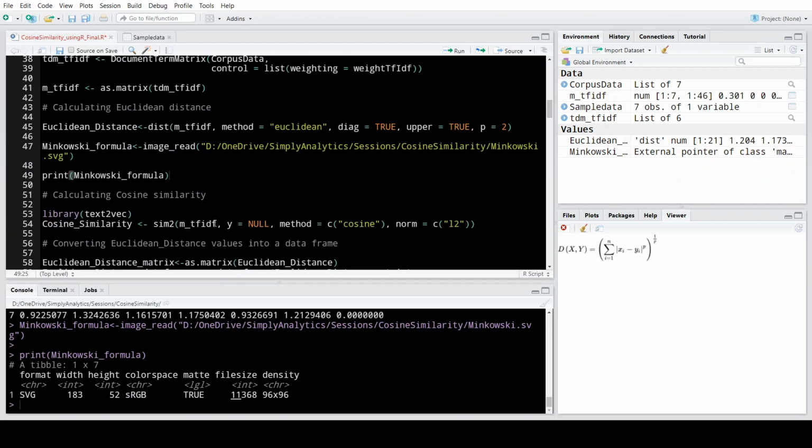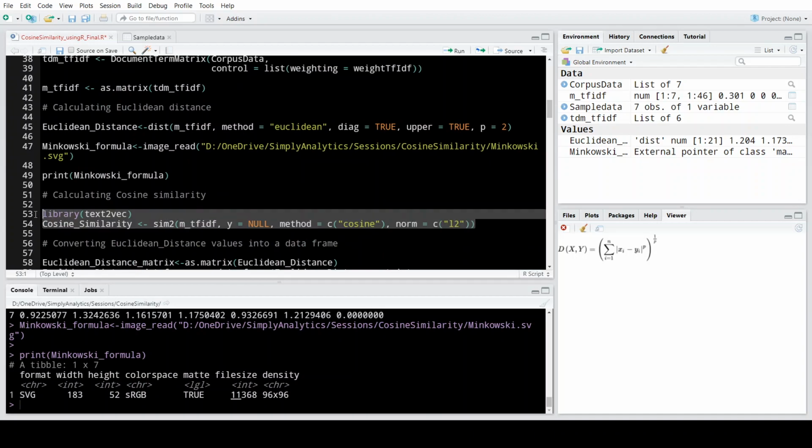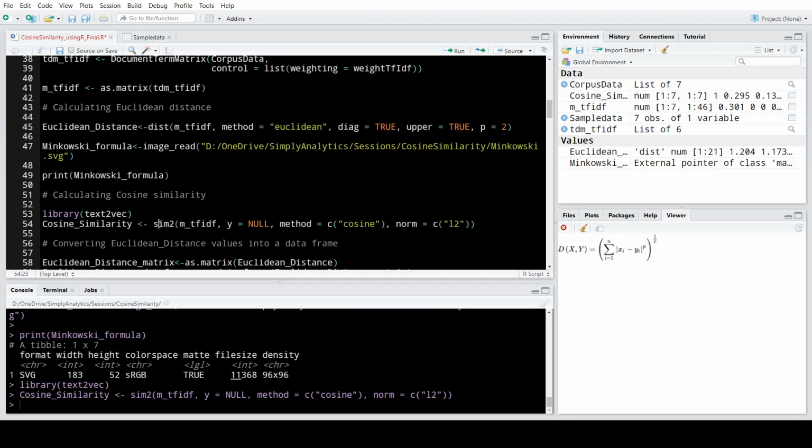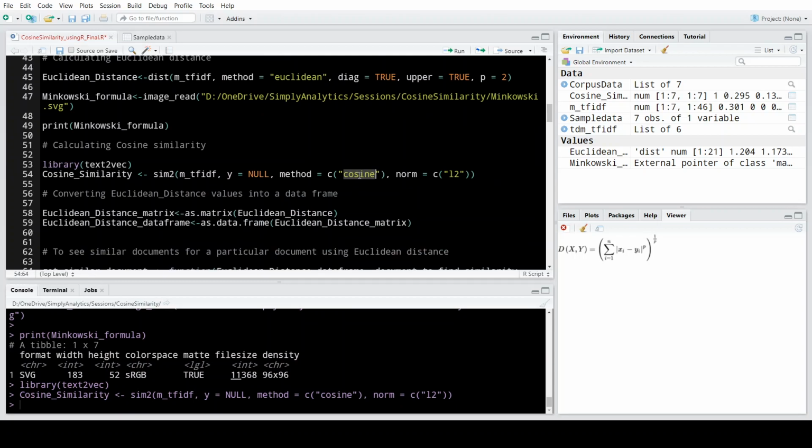Now let's see the cosine similarity calculation. We are calculating cosine similarity using the text2vec package. Sim2 is the command, and here we have the method as cosine, indicating cosine similarity.